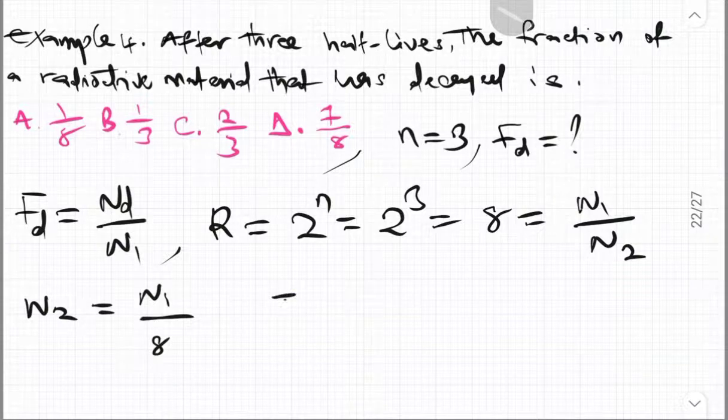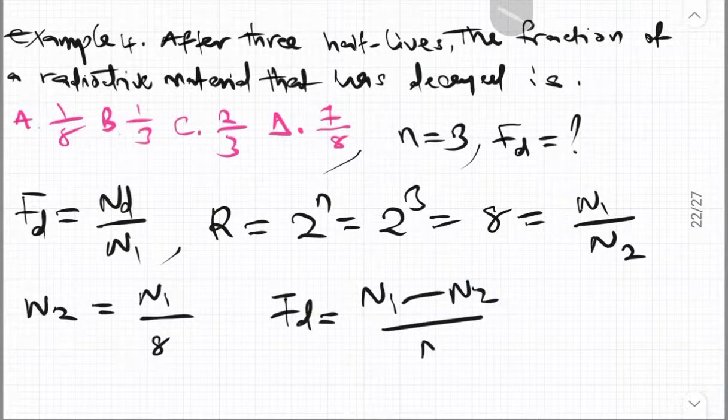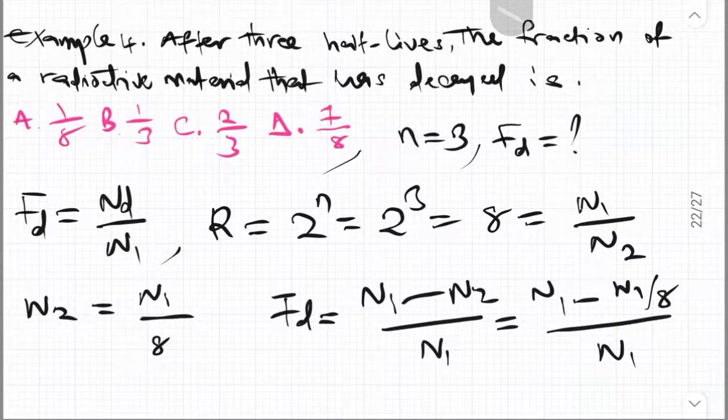Okay, so what is FD now, which is the fraction that decayed? So FD will be ND over N1. What is ND? ND is actually N1 minus N2, all over N1, right? Okay, so we now have N1 minus N2. What is N2? N2 is equal to N1 over 8. So N1 minus N1 over 8, then everything over N1. Right? So let me clean up some space.